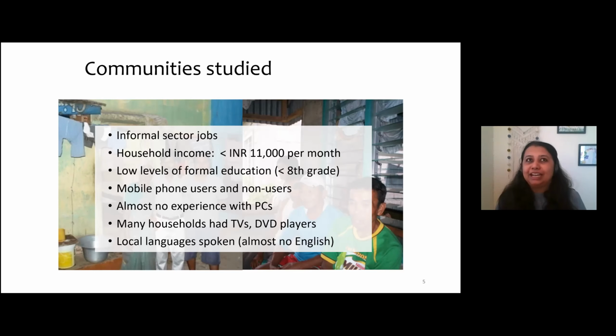And like many of us know, and it is obvious to people in South Asia, we speak a lot of languages, right? Sometimes up to 3, 4 local languages, but there was little English. So these were the characteristics of the communities that we looked at.